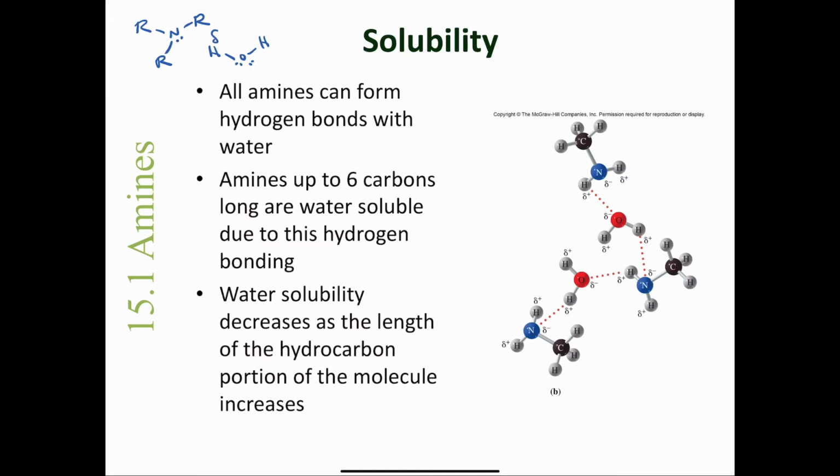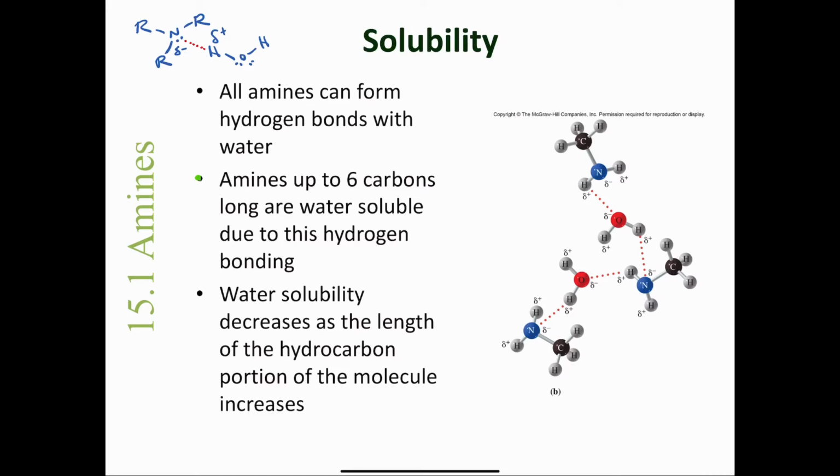I'll draw in my delta plus here, and I'll put my delta minus next to my lone pair. And again, although a tertiary amine cannot hydrogen bond in a pure sample by itself, it can hydrogen bond with water. We also see a hydrogen bond between the primary amine, methylamine, shown here, with a lone pair on water. And of course, we could represent hydrogen bonding the same way for a secondary amine.